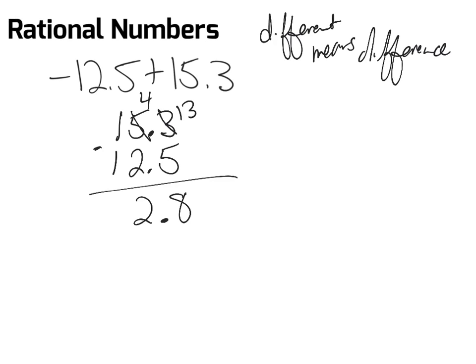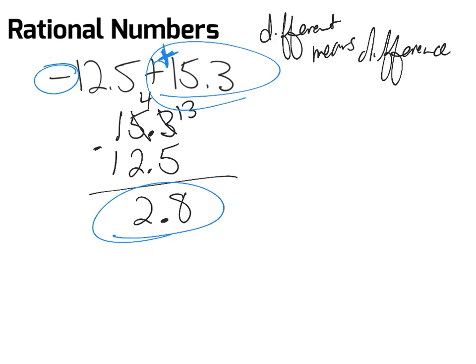Now, I have to go back up to the very beginning and really look at which one was positive and which one was negative. I need to make sure that my number is correct. This was my positive, and this was my negative. And if they're different signs, I find the difference and keep the sign of the larger absolute value. Well, this is my larger absolute value, so I'm going to keep that sign. So my actual answer is 2.8. Remember, there's that invisible plus sign in front of it that you don't need.